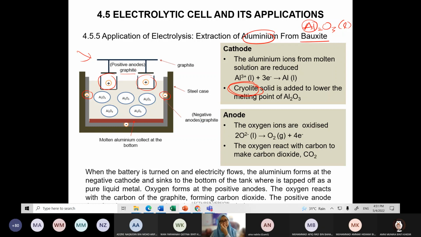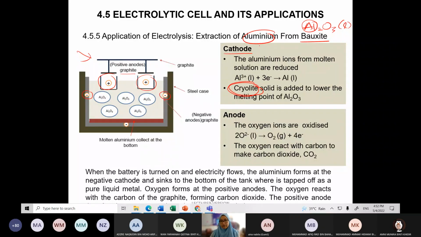Okay, alright. So the electrode used is still graphite. We still use graphite, okay, for anode and cathode. So itu dia punya tu. As long as we have anode and cathode, dia boleh di-electrolysekan. Okay, alright. So this is what happened at the cathode.